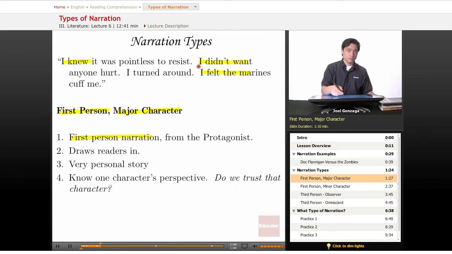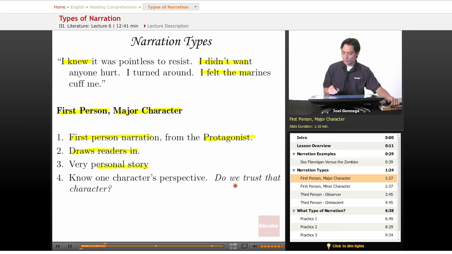So they're going to say, I saw this. I knew this was going on. Me, I. We're going to use that first-person pronoun all the time. And we're going to be seeing the book and feeling the book through the mind of the protagonist. What's great about this is that it really does draw readers in, and it tells a very intimate and very personal story. There is one hitch, though.